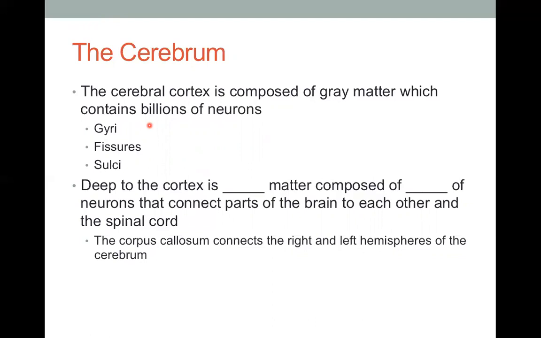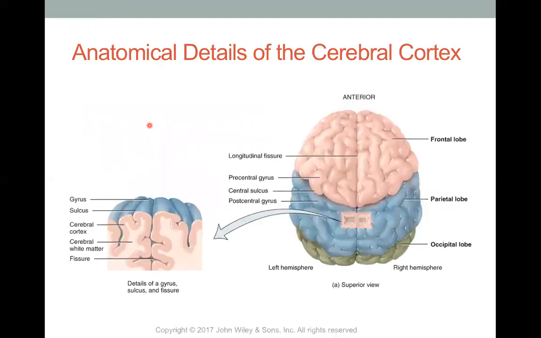Your gyri are the convolutions, or the little twists and turns. Single is a gyrus, plural gyri. And then also we have fissures. The fissures are deeper grooves. As you see here, it goes down further. So you have a fissure that separates the two halves. And then in between each individual gyri, or twist and turn, not nearly as deep as an actual fissure, you have a sulcus, or sulci, plural. And so the sulcus will be much shallower than the fissures.